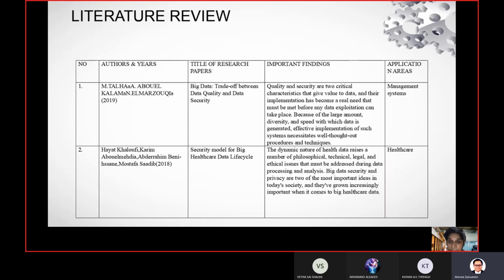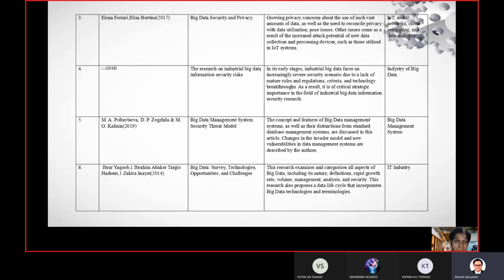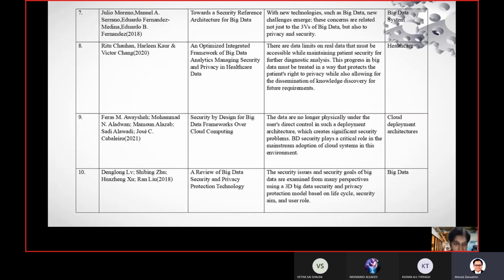Because of the large amount, diversity, and speed with which data is generated, effective implementation of such a system necessitates well thought out procedures and techniques. Application areas are management systems. So these are the 10 literature reviews I have done so far.